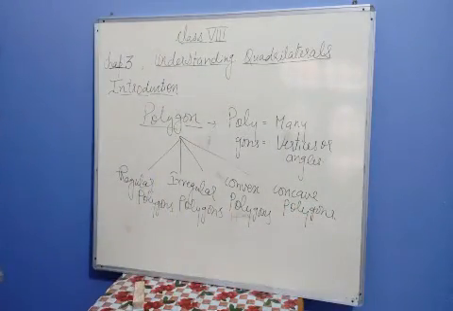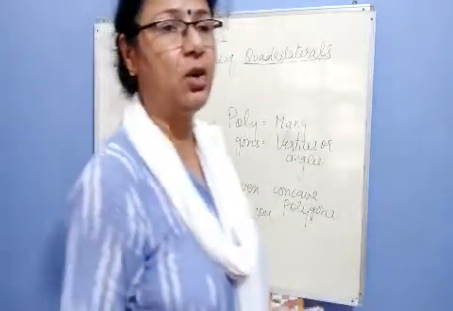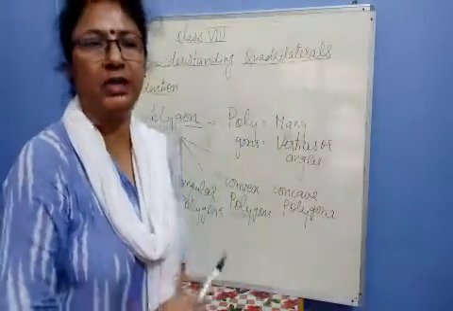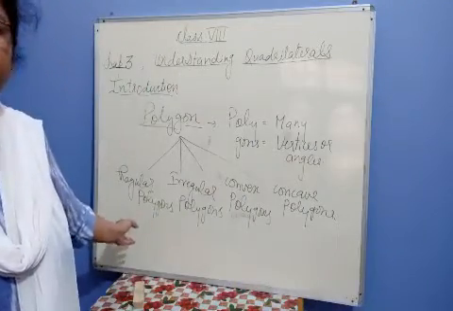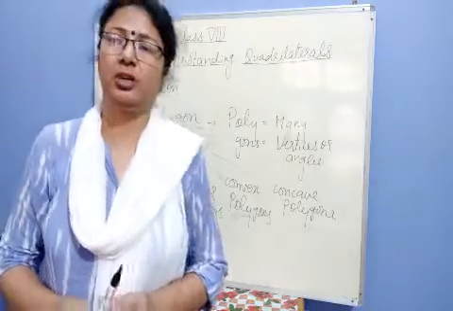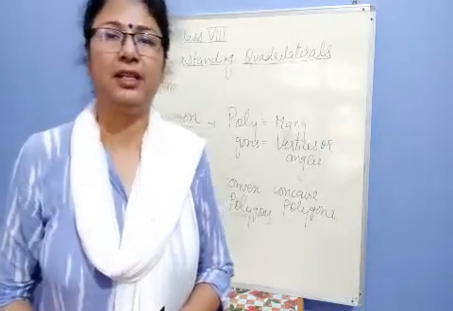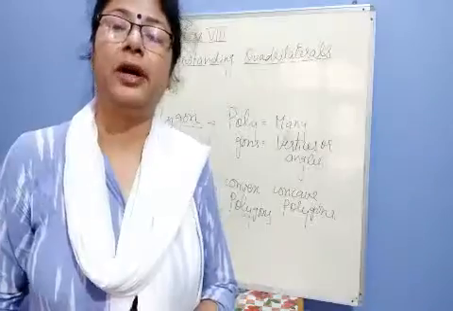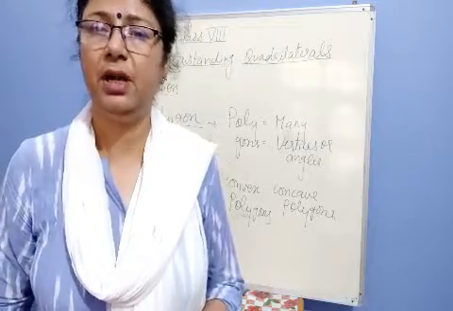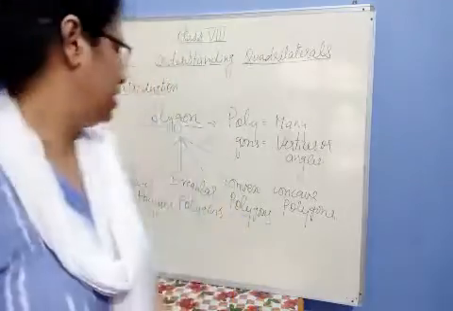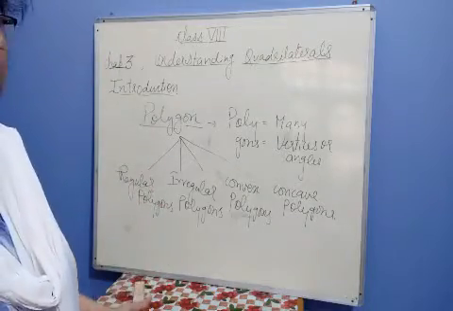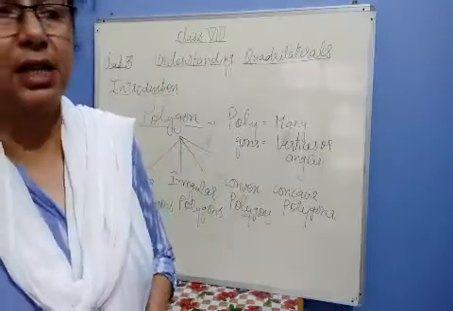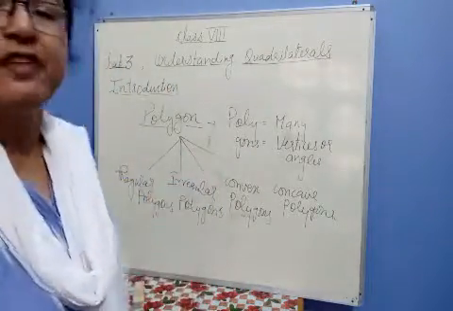Regular polygons means if all the sides and all the angles of the polygon are equal, then it is called a regular polygon. For example, an equilateral triangle is a regular polygon because all its sides are equal and all the angles are 60 degrees each. Similarly, another example of a regular polygon is a square. In a square also all the sides are equal and all angles are 90 degrees each. Irregular polygons are simply those polygons which are not regular, meaning all the sides are not equal and all the angles are also not equal.